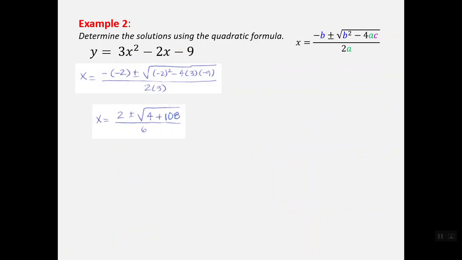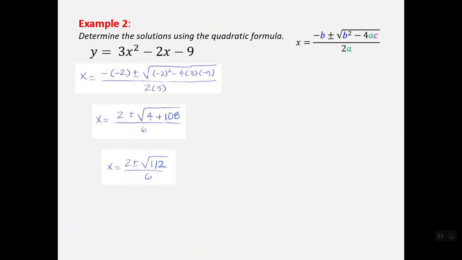-2 squared is -2 times -2, which is +4. And then I'm going to multiply -4 times 3 times -9, which is +108. And then in the denominator, 2 times 3 is 6. Next step is to go ahead and add those two values underneath the radical. 2 plus or minus the square root of 112 over 6.